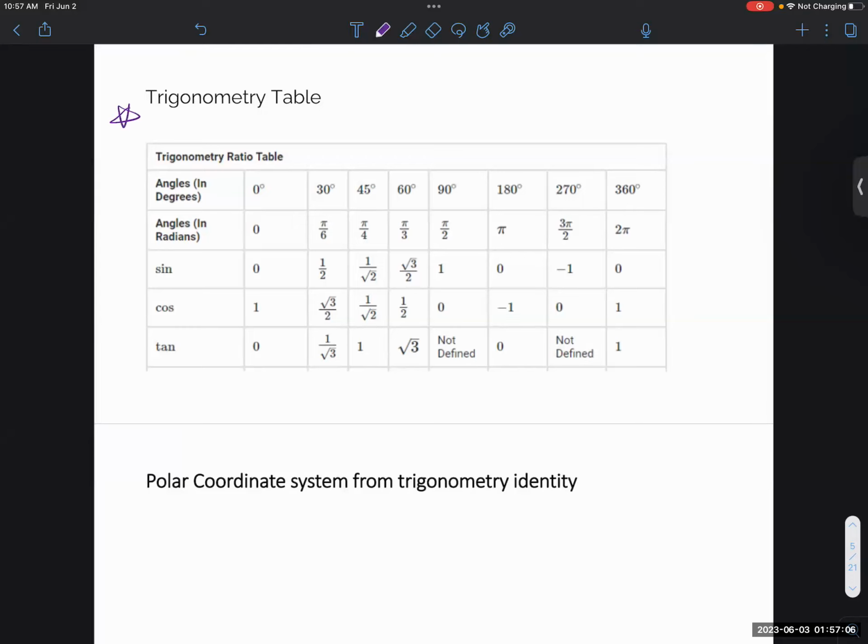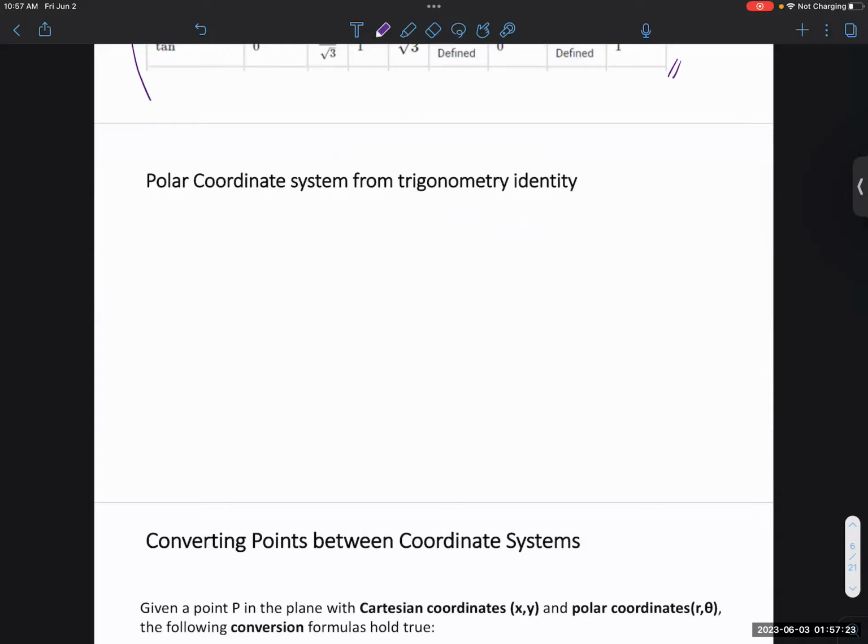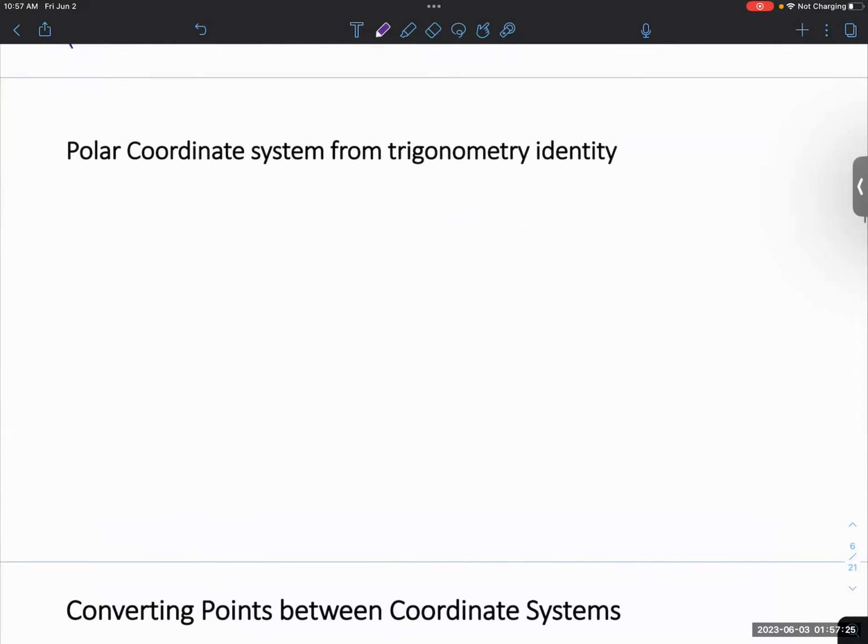One identity you learn, just a recall from trigonometry because we're going to use this table a lot. So you remember sine 0 is 0, sine 30 is 1/2. So just keep in mind this table, we're going to use them a lot. I just want to move on to the next slide because I'm going to write a couple of things.